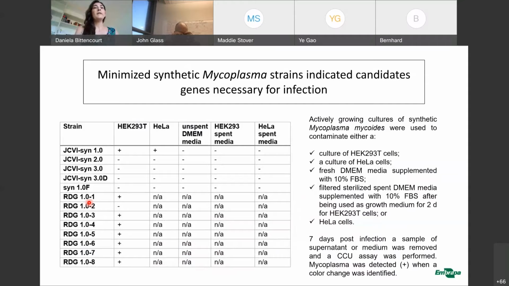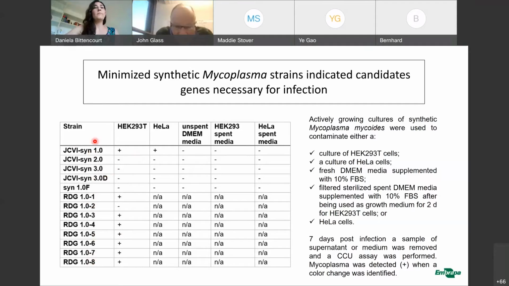And we co-cultured these cells with HeLa cells and HEK cells, and also with the media only, DMEM media, to see if the nutrients present in the media were also capable of supporting the minimal cell's survival. And as we were expecting, we didn't see any growth from any of our minimized genomes, but only from the JCVI-Syn1, which has most of the wild Mycoplasma strain genes.